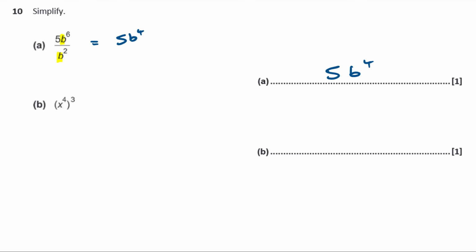Okay, here we've got an index of an index, so we need to multiply these together. x to the 4 raised to the power 3 is x to the 4 times x to the 4 times x to the 4, which is x to the 4 times 3. That's x to the 12. Okay, so just applying your laws of indices that you need to know.